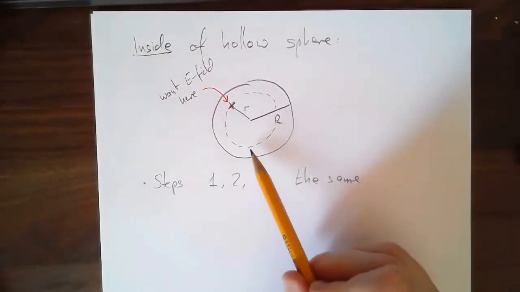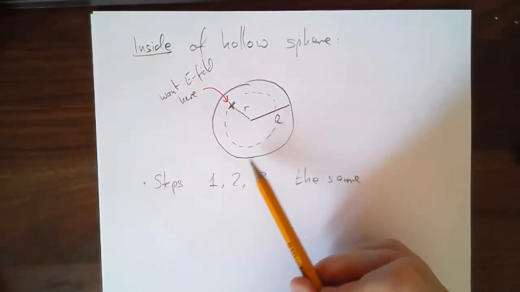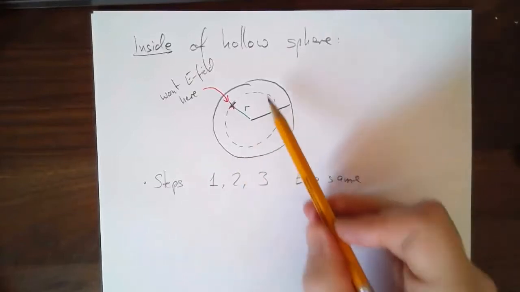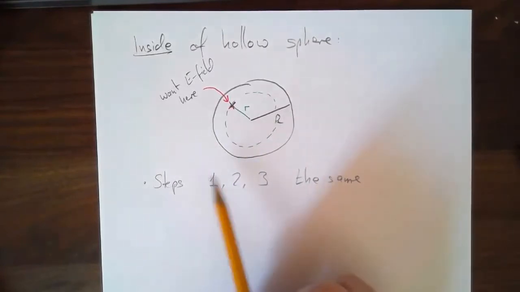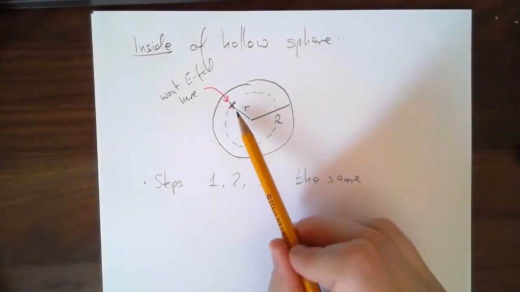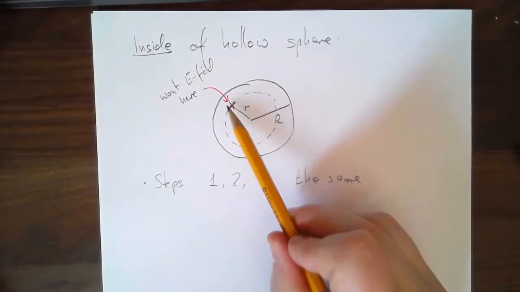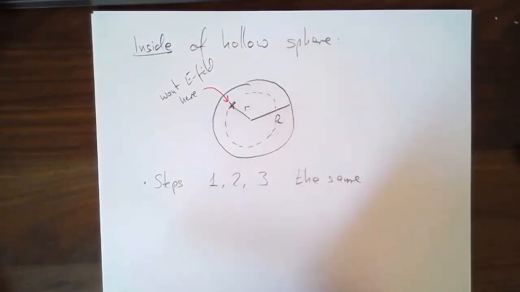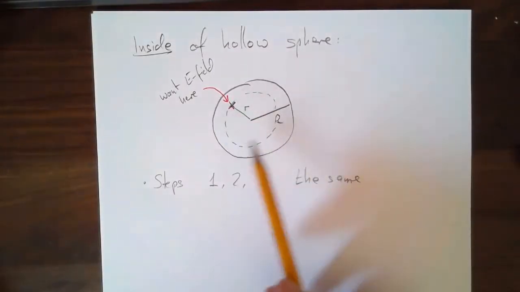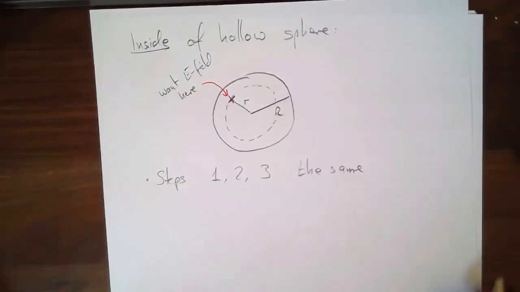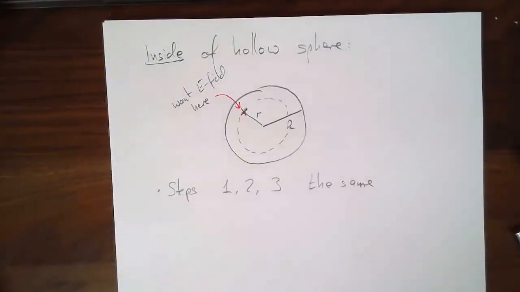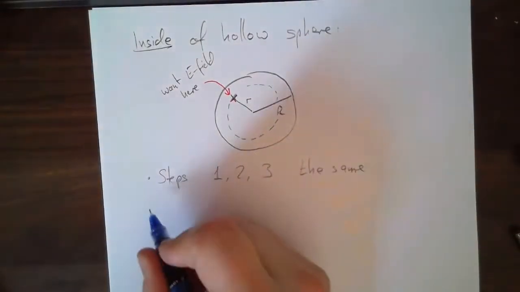Remember, we can pick our Gaussian surface any way we want. That's our choice. It's like a mathematical object. It's not physically there. What's physically there is the charged sphere. So steps 1, 2, and 3 were all the same. We figure out the electric field must be radial because going in any other direction would violate the symmetry of the setup. And so we pick the right surface, and so on. Now, step 4 is where we're meant to find the charge inside our Gaussian surface.